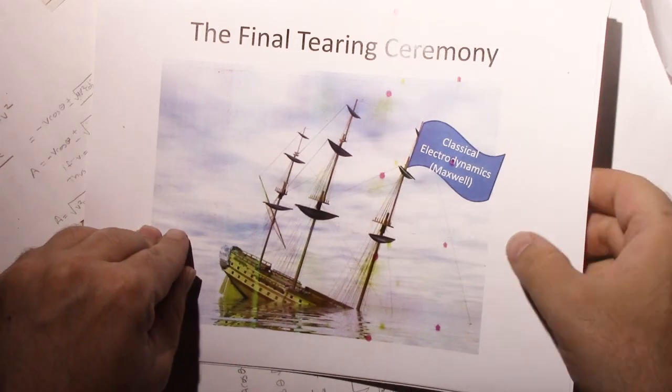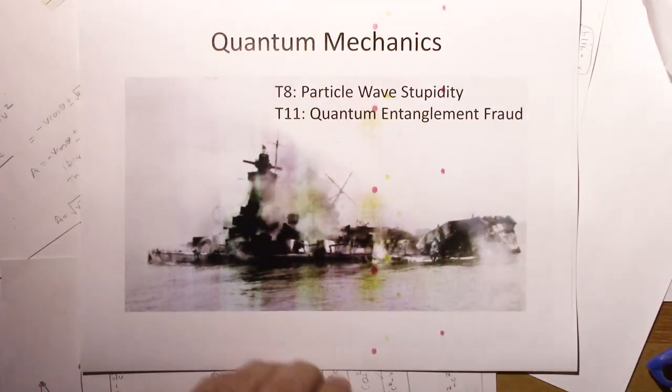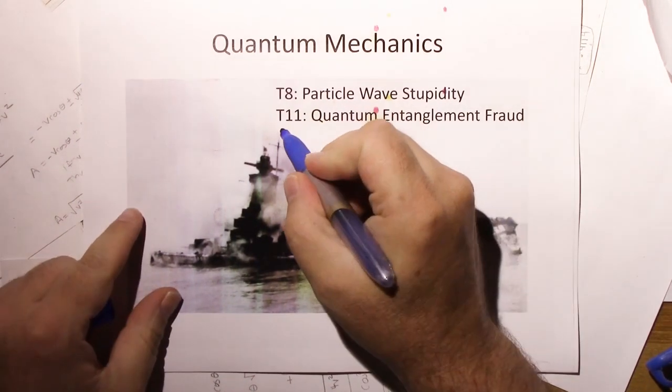I am the world leader in electromagnetic physics. So, classical electrodynamics. Quantum mechanics. I have video T8 shows particle wave is stupid. It's ridiculous. It's physicists not knowing what the hell they're doing. And quantum entanglement is a complete fraud. And T12 shows that quantum computers are a lie.